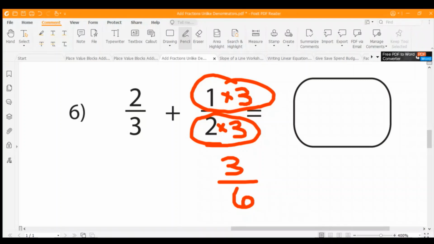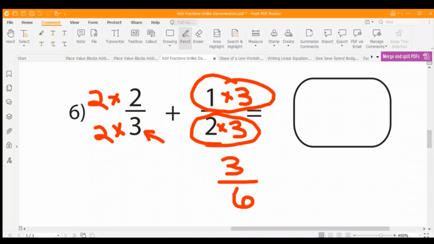Now, we have to do the same thing over here. What do we multiply by 3 to get 6? 3 times 3 is too high. That's 9. But if you said 2, you're right. 3 times 2 would give me 6. So I'm going to multiply 3 times 2. And what I do to the denominator, I have to also do to the numerator.